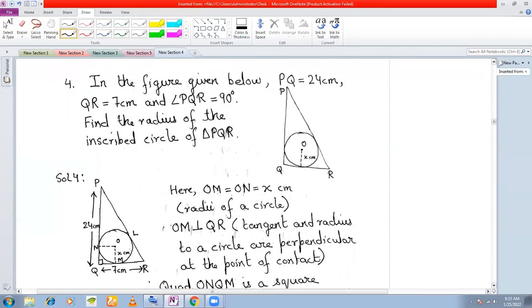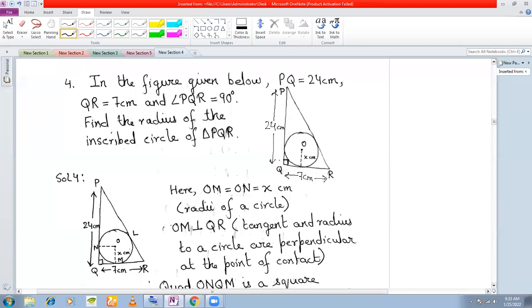This one. This should be an easy one. In the figure given below, PQ is equal to 24 centimeters. So this length is given to be 24 centimeters. QR is 7 centimeters. This length is given to be 7 centimeters. And angle PQR is 90 degrees. That means this angle is given to you as a right angle. So this is a right angle triangle, PQR.